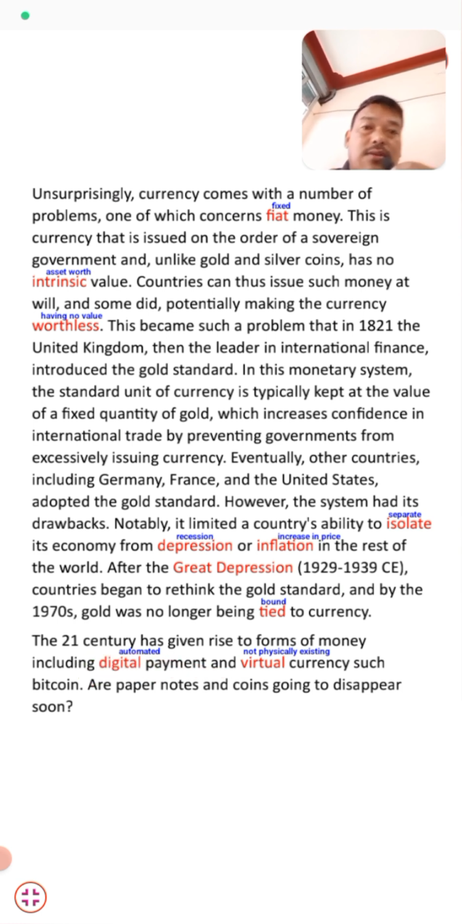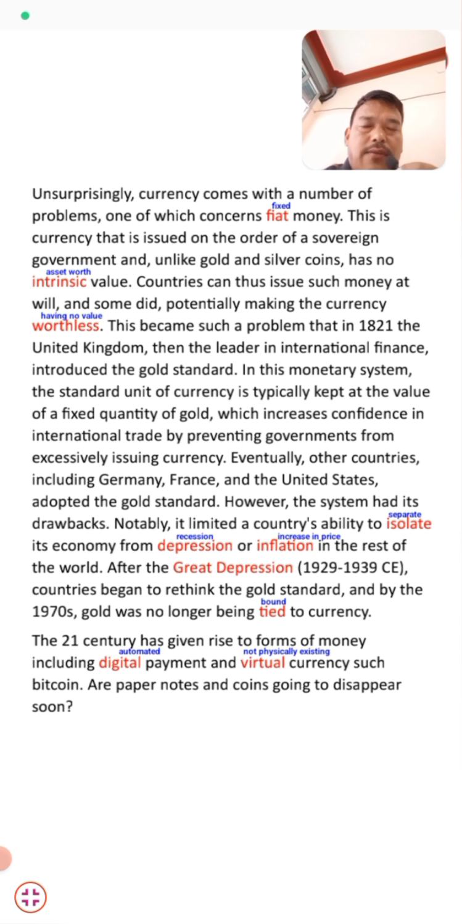Students, have you heard the word Bitcoin? It's a virtual currency, not a real currency. It's a digital currency that we often hear about from media and other sources. Virtual currency does not physically exist. Nowadays we have different sources of payment, such as digital payment and virtual payment like Bitcoin, and there are other forms also.